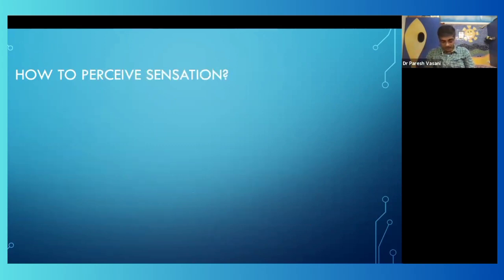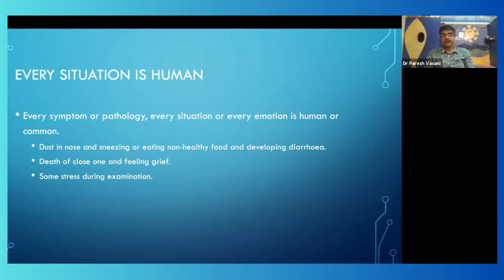So now here comes the point: how do we perceive the sensation and how do we go to that level, the source? Every situation or a symptom is a human thing. Whether you talk about a symptom or a pathology, it can be a common symptom as well. For example, if dust enters my nose and I start sneezing, if I sneeze once or twice, okay, the dust is out, it's normal. Nothing to be treated here.